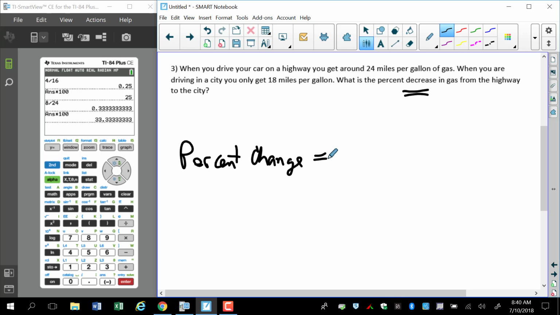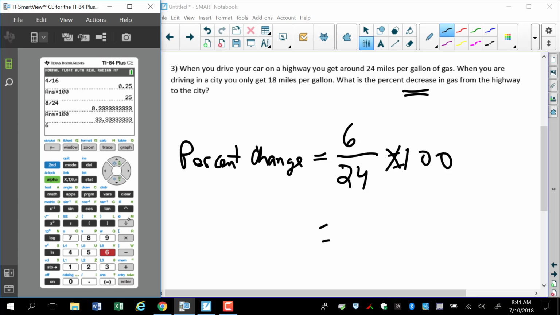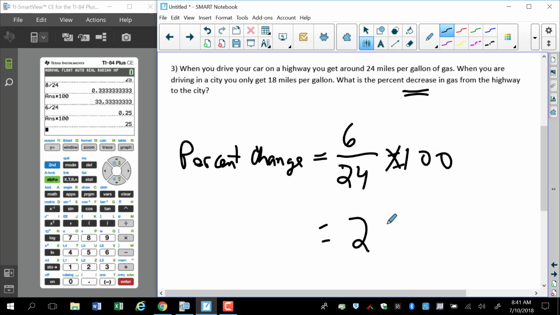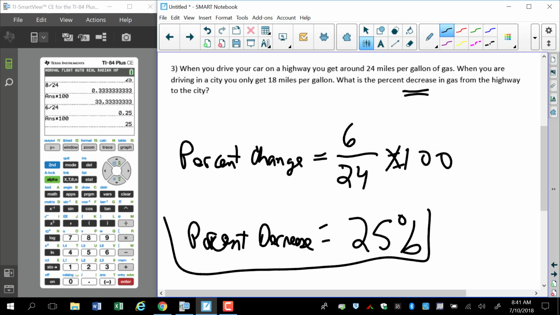So the percent change here is 24 to 18, which is 6 miles per gallon. From the highway to the city, our original highway mileage was 24. And then times 100. So 6 divided by 24 times 100 would be a 25% decrease. So it's a 25% decrease in gas mileage. Hopefully that helps. Try some practice problems, and then good luck on your quiz.